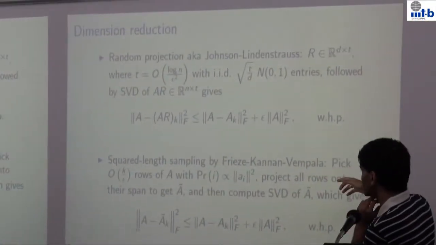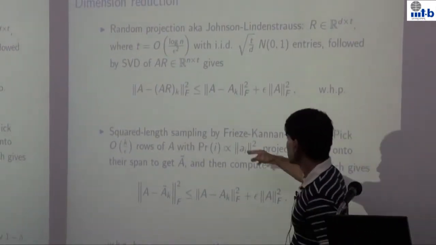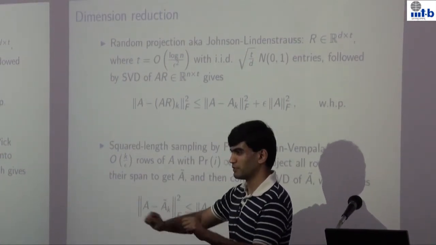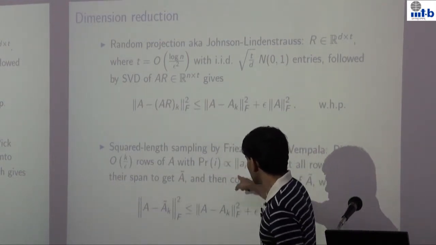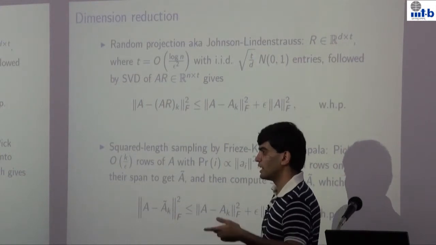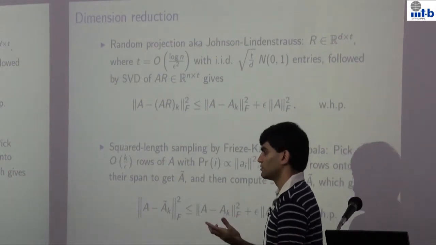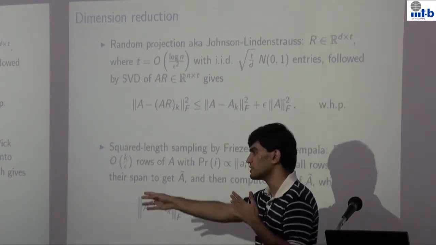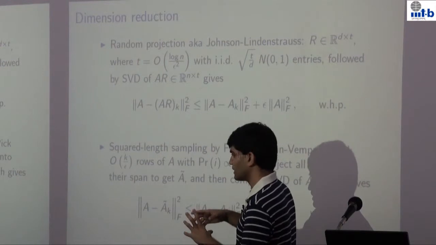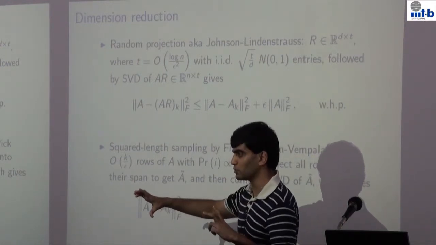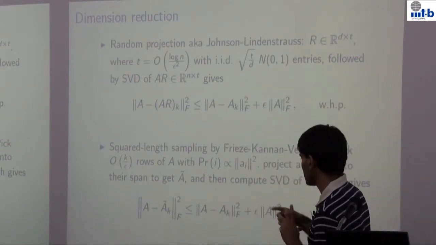So the other thing is the squared length sampling, where you sample rows of the matrix with probability proportional to their squared length. You just compute the squared length, which is just the sum of squares of the coordinates, that's all. And you sample the rows with probability proportional to that, which means higher length rows will get picked more often than rows which have lower lengths or have mostly zeros in them. So you pick a subset of these rows, find a basis for the span of them, and then project onto them.